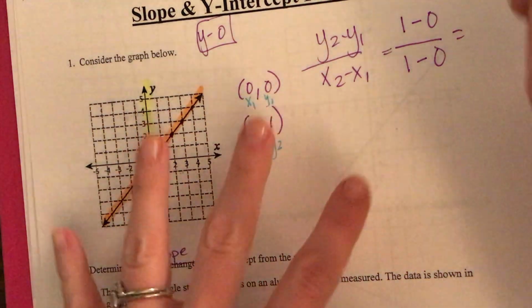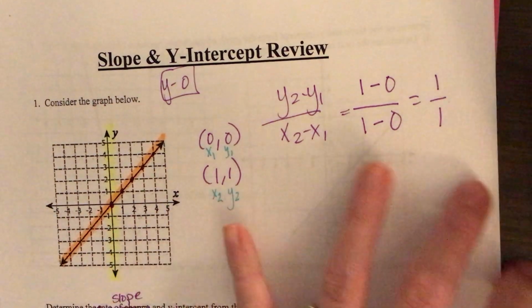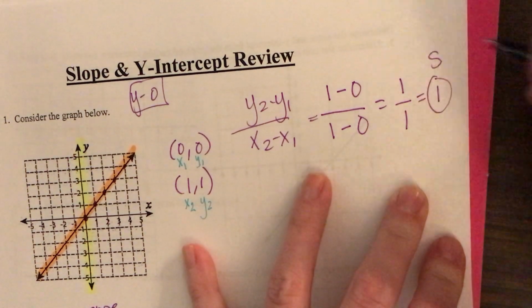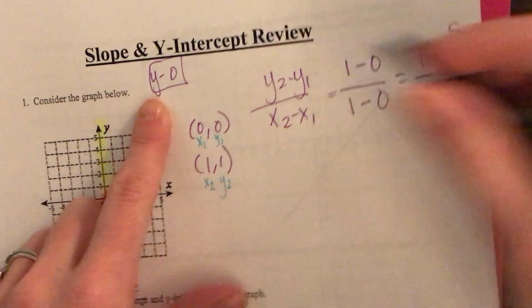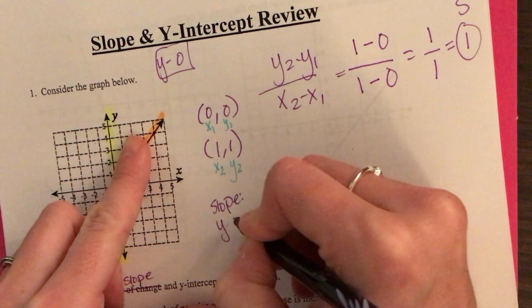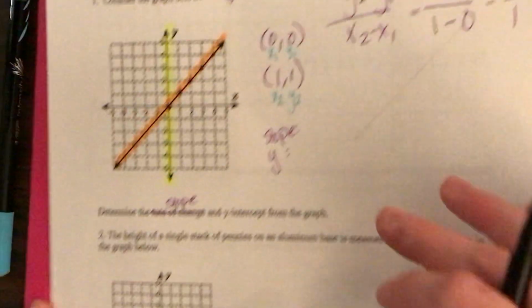It's kind of hard to say. So 1 minus 0 is 1, 1 minus 0 is 1. If we divide or reduce, however you want to say that, we get a 1. That's my slope, and that's your y-intercept. If you want to do something like this, if that helps you, you can do that too if you want your answers to be a little bit more clear.